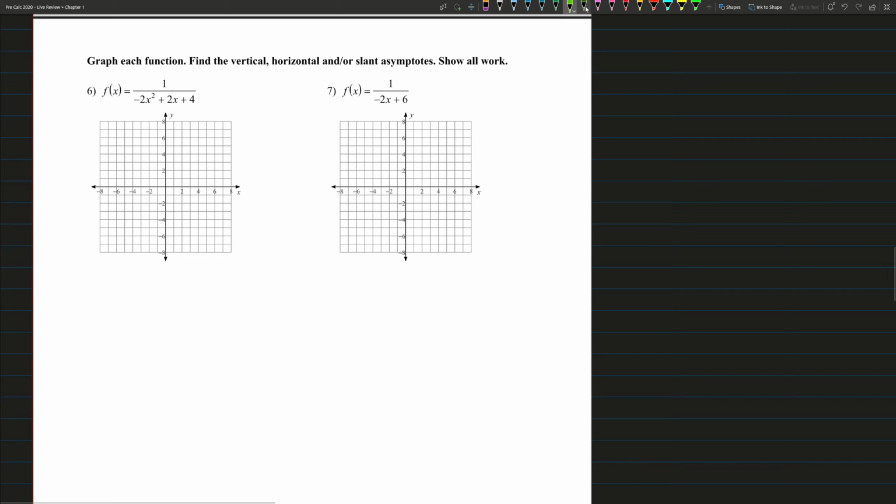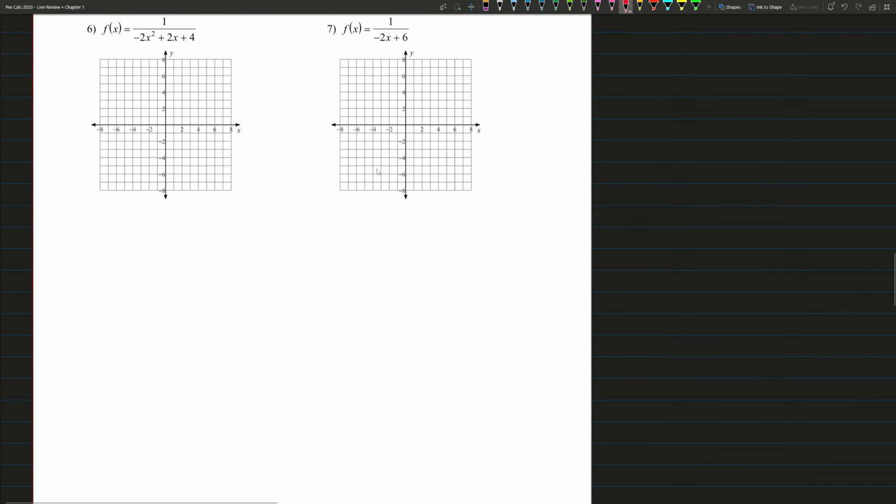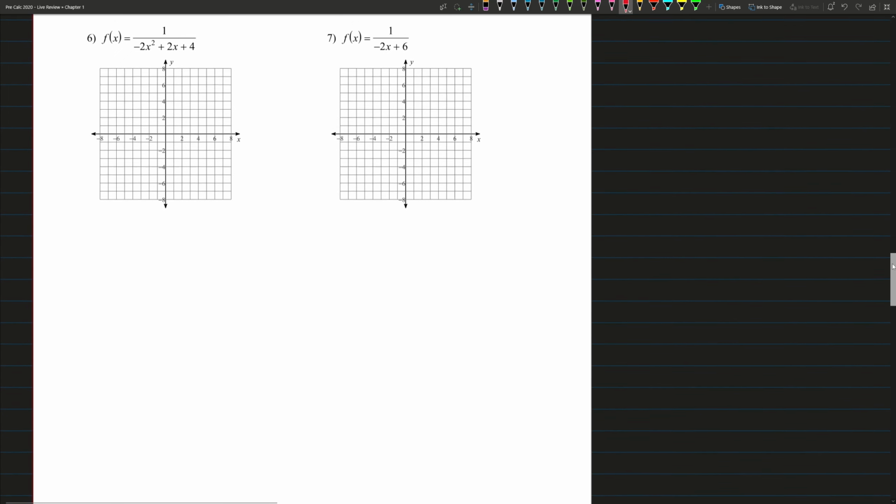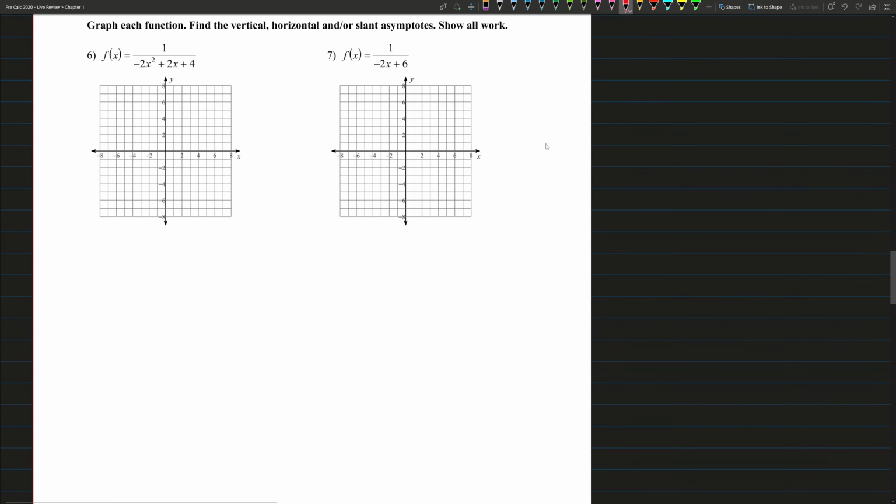So I always start by finding the vertical. I'll do vertical in red. So let's start with the directions, right? Find the vertical, find horizontal, and find slant asymptotes. Show all work. Okay. Vertical is really easy. It's just doing the same thing we've been doing for the last couple of questions, right? We're just finding zeros. So you always set your denominator equal to 0. So we set negative 2x squared plus 2x plus 4 equal to 0.